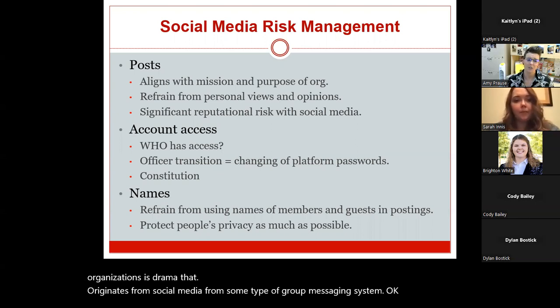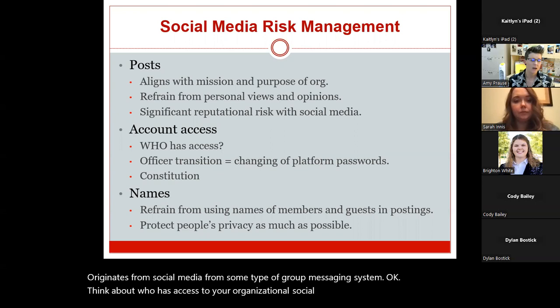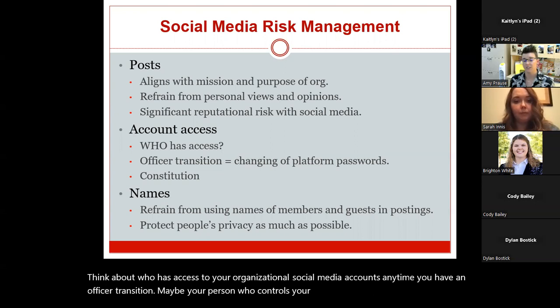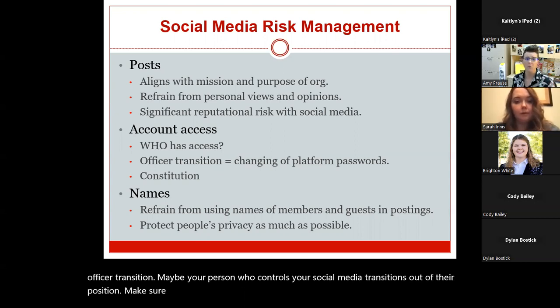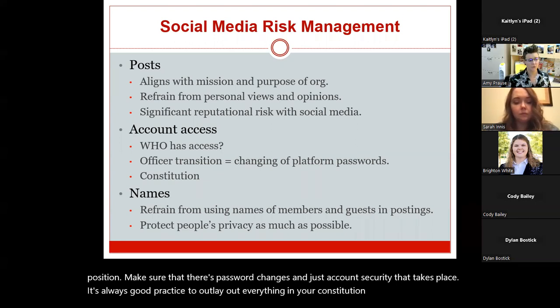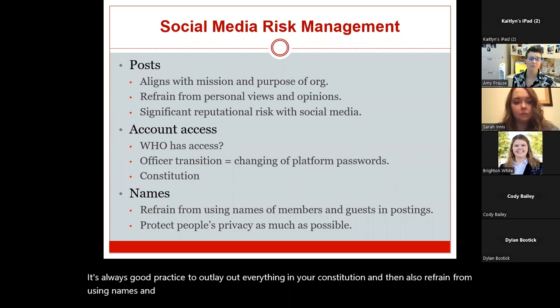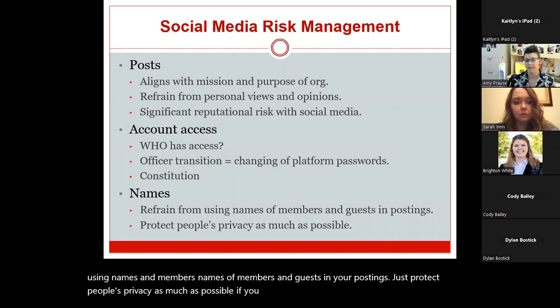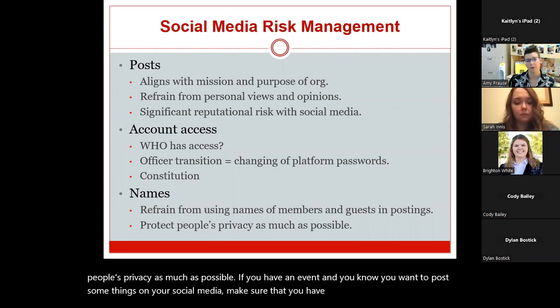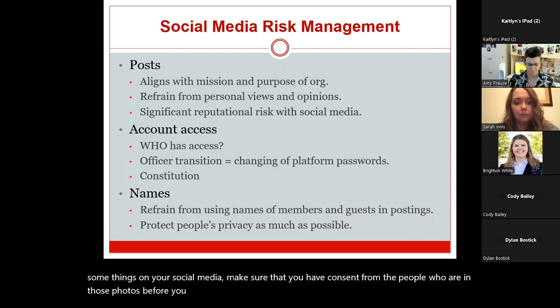Think about who has access to your organizational social media accounts. Anytime you have an officer transition, maybe your person who controls your social media transitions out of their position, make sure that there's password changes and just account security that takes place. It's always good practice to lay out everything in your constitution. And then also refrain from using names of members and guests in your postings. Just protect people's privacy as much as possible. If you have an event and you want to post some things on your social media, make sure that you have consent from the people who are in those photos before you post them on social media.